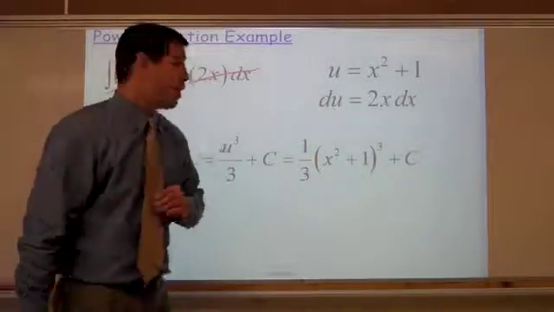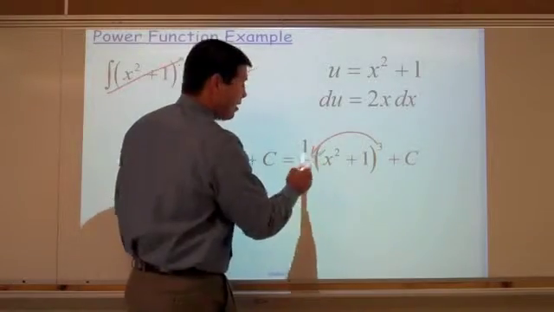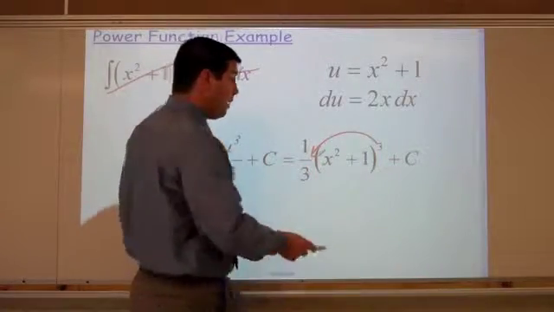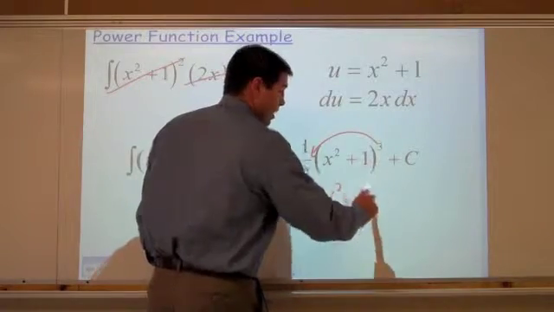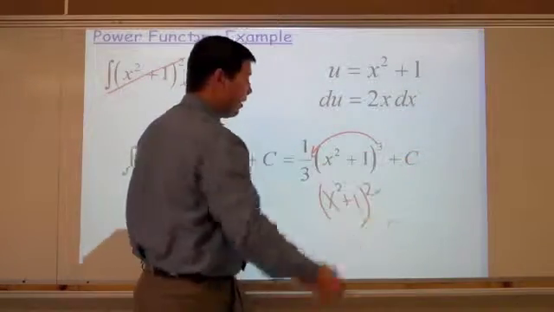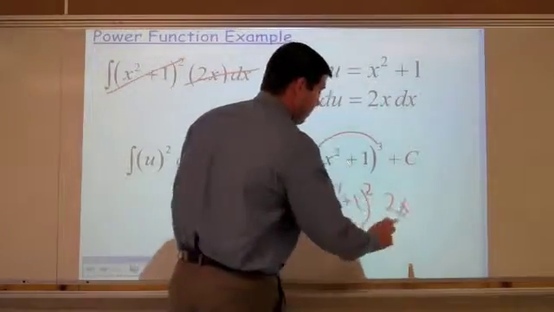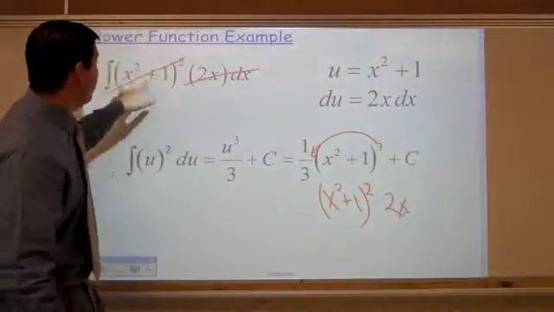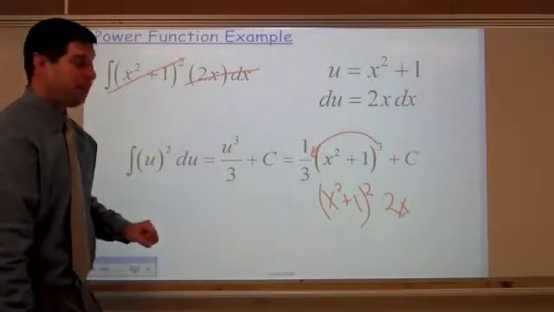And a real quick check, if we derive this, it'd be 3 times 1/3, which would leave us with 1, times (x squared plus 1) to the second power. The constant goes away. Times the derivative of what's inside, which is 2x. (x squared plus 1) squared times 2x is what we have here.